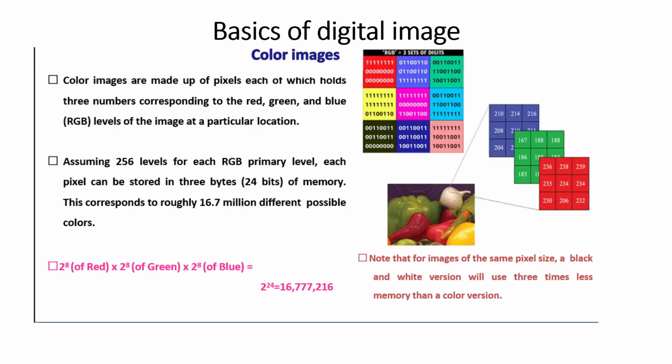Here is the color image representation. Color images are made up of pixels, each of which holds three numbers corresponding to the red, green, and blue levels of the image at a particular location. Assuming 256 levels for each RGB primary level, each pixel can be stored in 3 bytes of memory. This corresponds to roughly 16.7 million different possible colors: 2 power 8 of red into 2 power 8 of green into 2 power 8 of blue, that is equal to 2 power 24, so 16.7 million. Note that for images of the same pixel size, a black and white version will use 3 times less memory than a color version.